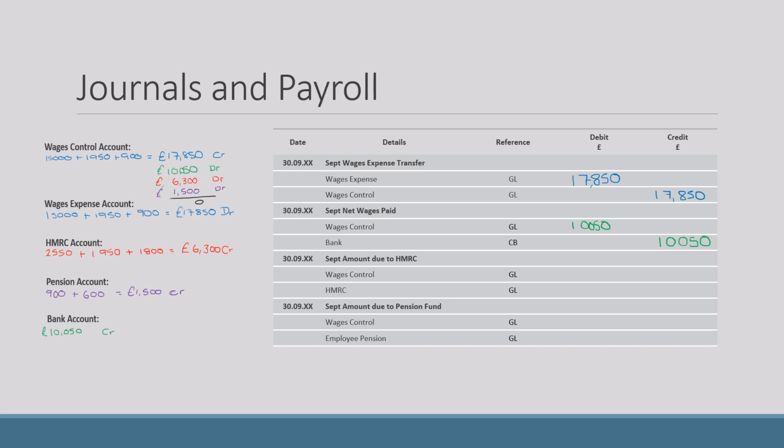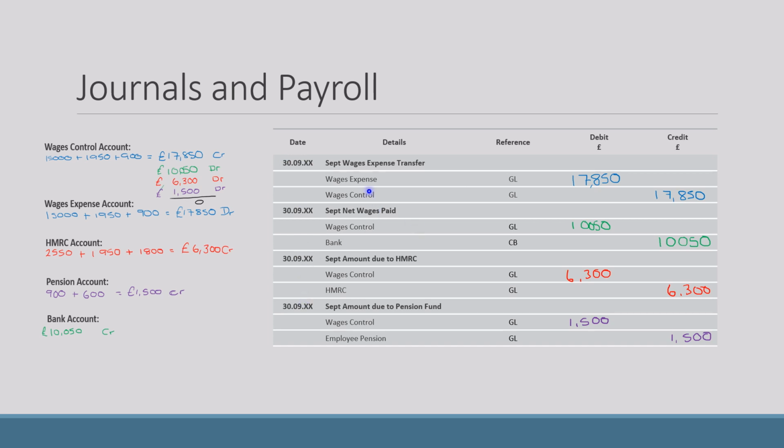Then our HMRC account. We're going to have a liability to HMRC, so that's our credit, and we'll debit the wages control account. And then finally, we will have a liability to our pension provider to pay them the money, and also debit the wages control account. So there you can see that the journal has now been created, and that is what you will use to post it into the double entry system.